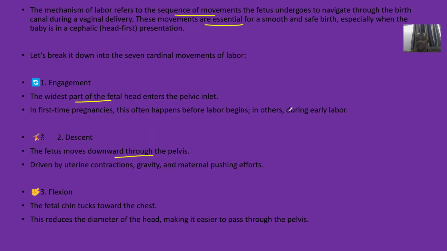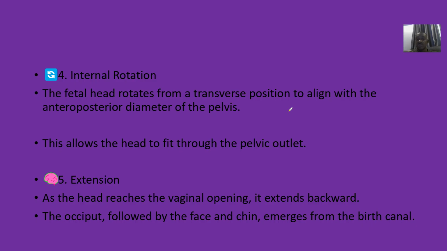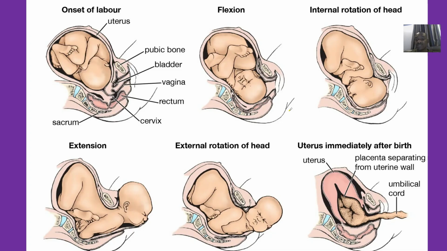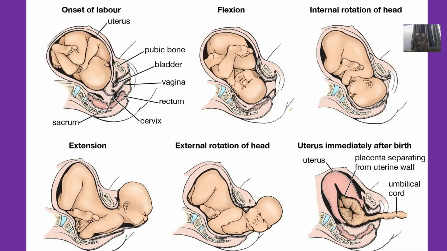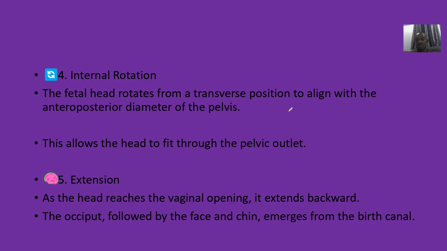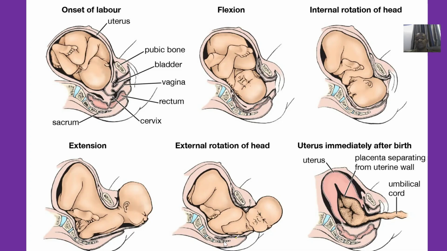Alright, so what next? Internal rotation. The fetal head rotates from a transverse position to align with the anterior posterior diameter of the pelvis. Okay, extension. This one, the head reaches the vaginal opening, then the head has to actually come from being tucked into the chin to being elevated up.